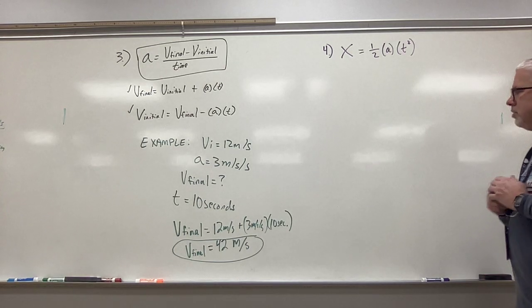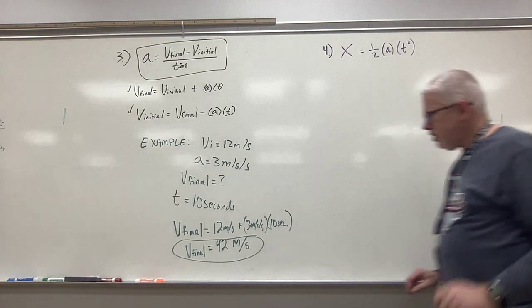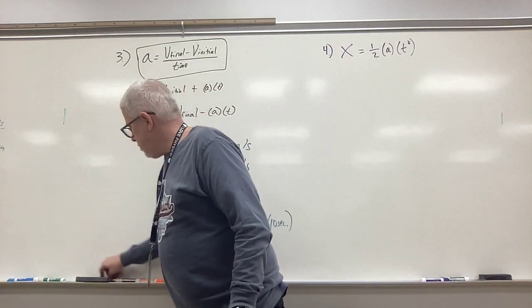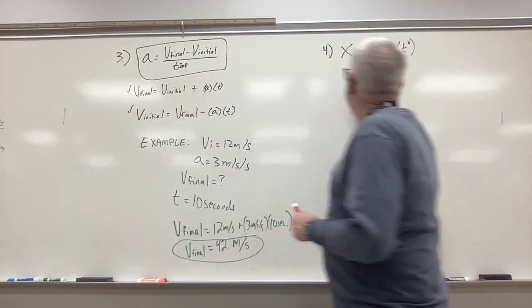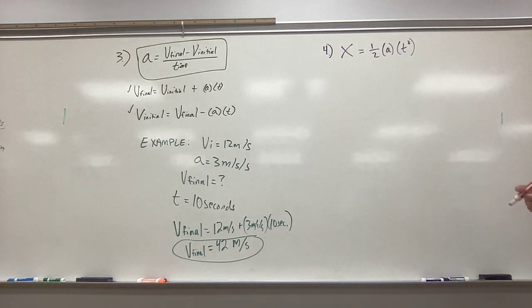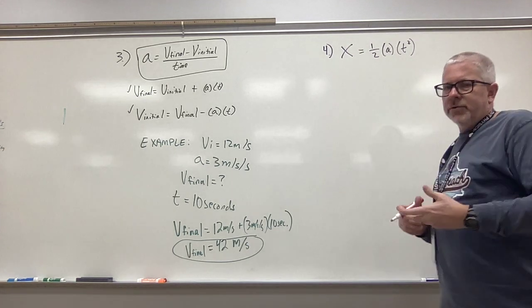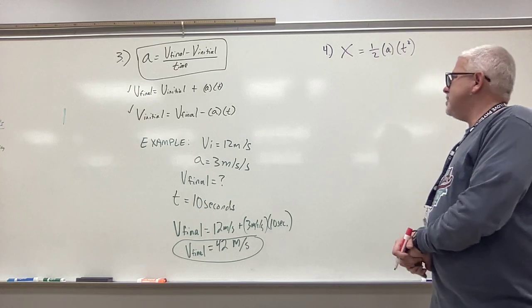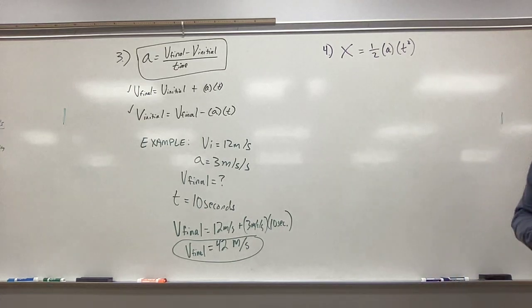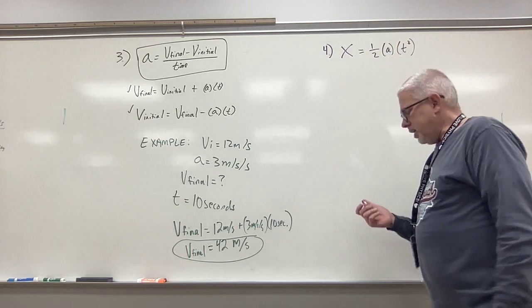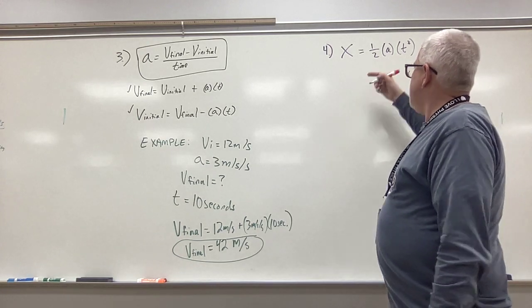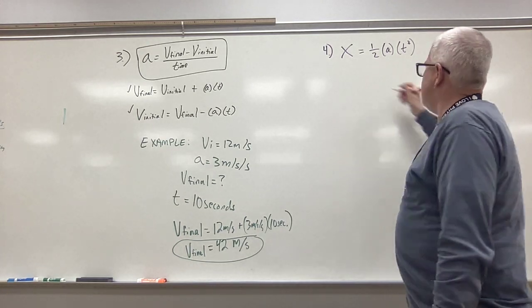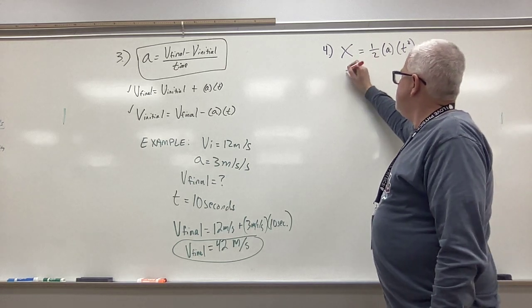Now let's take a look at this one over here. Let's say we've got an object that's accelerating due to gravity, and with gravity, objects accelerate all at the same rate close to the surface of the Earth. That's somewhere around 9.8 meters per second, or 10 meters per second. You can use either one of those. I think on the formula sheet it says 9.8. So let's say an object is dropped.